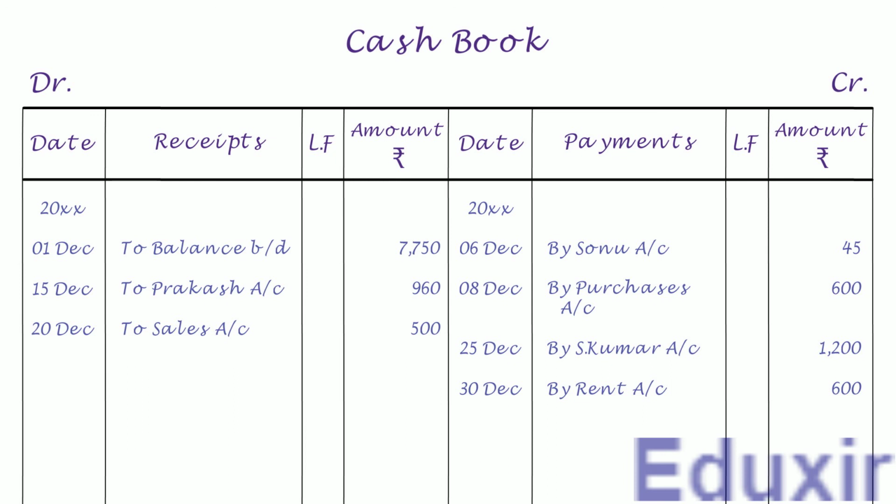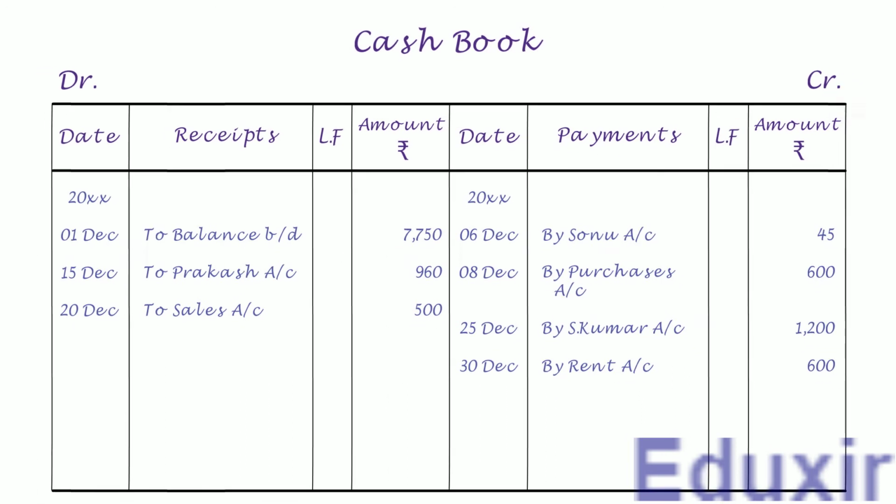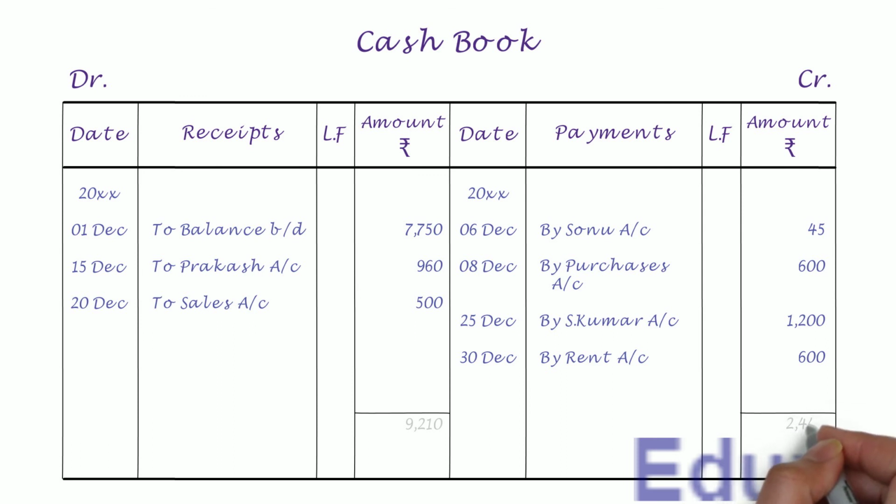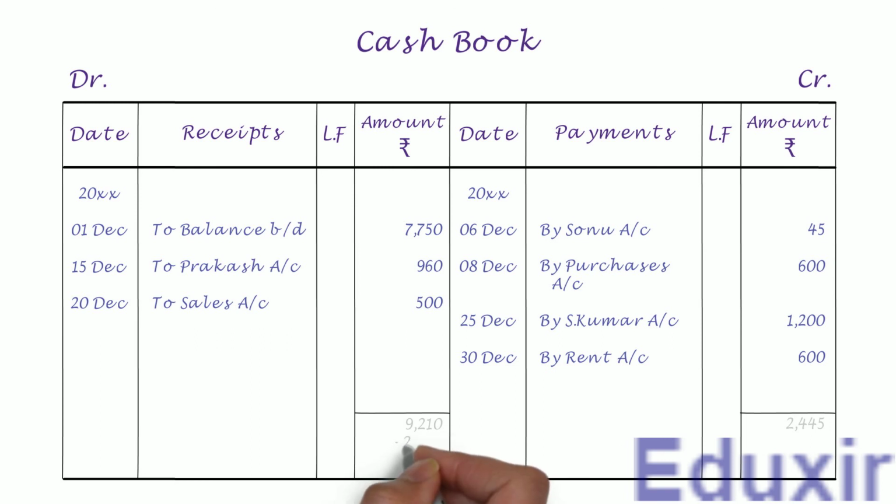Let us first total the receipts and payments to find the balance. The total of all the receipts on the debit side is 9,210 rupees. Similarly, the total of all the payments on the credit side is 2,445 rupees. From 9,210 rupees, if we subtract 2,445 rupees, we get 6,765 rupees. This is the balance carried down.